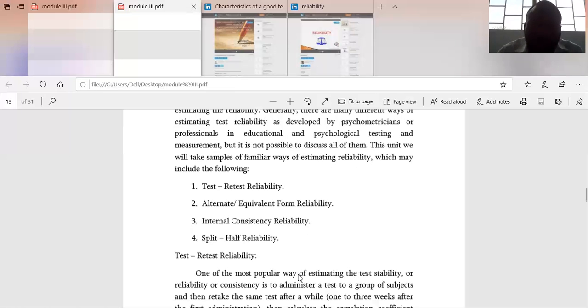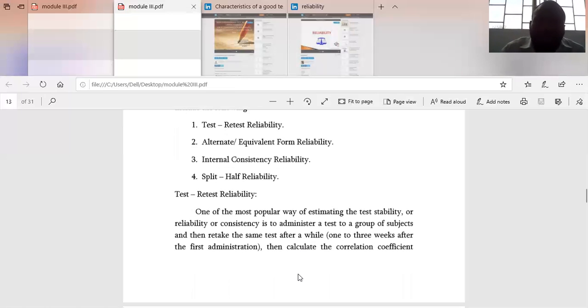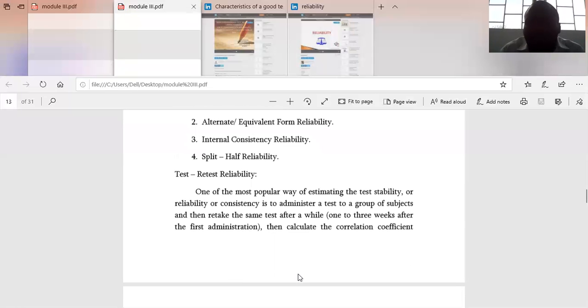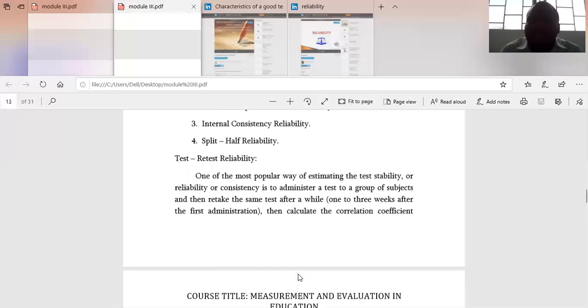So, in a detailed explanation about test-retest, one of the most popular ways of estimating test stability, reliability, or consistency is to administer a test to a group of subjects and then retake the same test after a while, 1, 2, 3 weeks after the first administration. Then calculate the correlation coefficient.